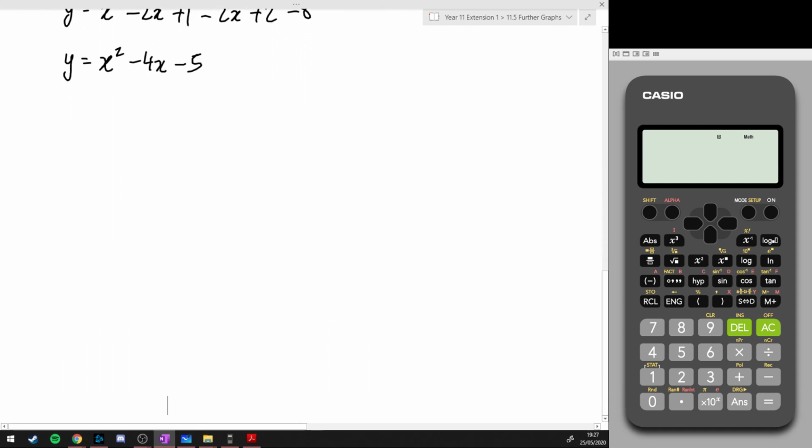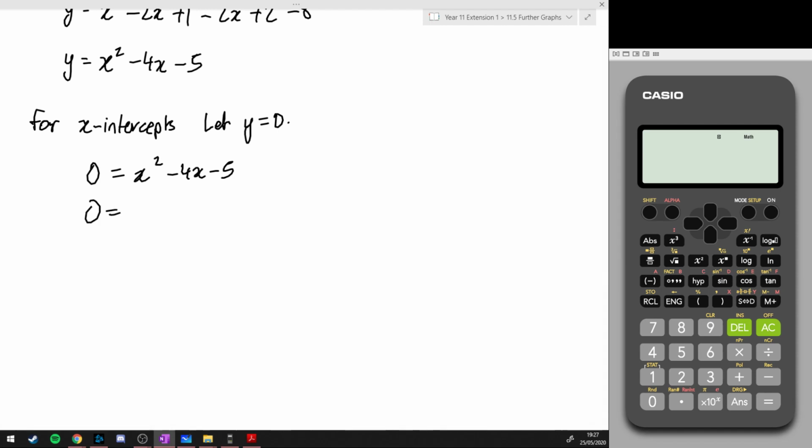Now our next step is to graph this thing. When we are graphing this, we're going to need some intercepts, so x-intercepts and y-intercepts, and that should do it. For x-intercepts, let y be equal to 0. So we get 0 is equal to x squared minus 4x minus 5. We need two numbers that multiply to negative 5 and add to give negative 4. I'm going to go x minus 5 and x plus 1.